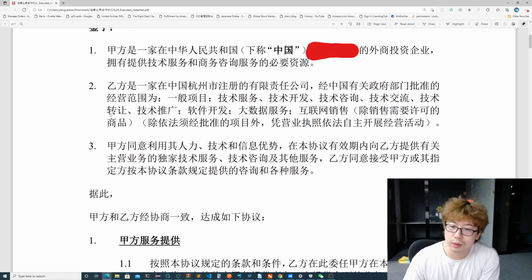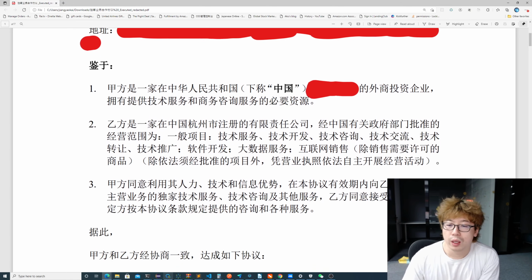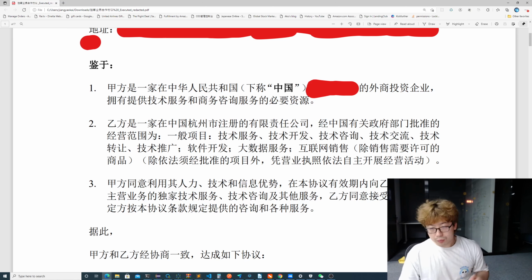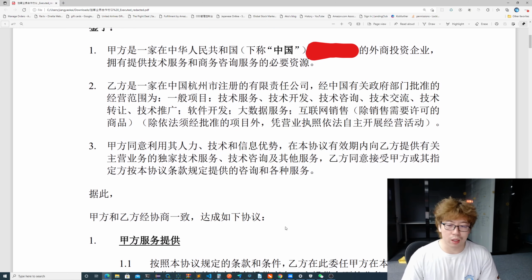Party A, which is essentially the WFOE, says that it will provide exclusive technical service, technical consulting, and other services. And Party B has to accept whatever Party A provides for whatever cost.